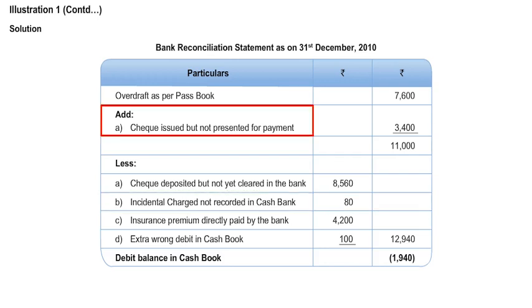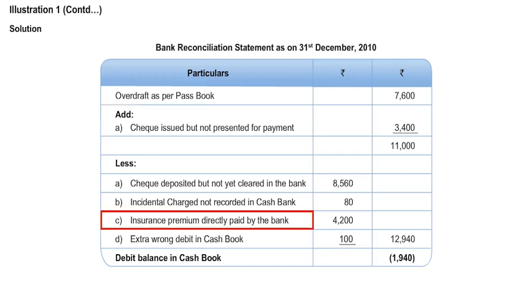Next, checks issued but not presented for payment, 3,400. Now when the checks are issued, again the entry will appear in your cash book. Since we are making a payment, our overdraft balance in the cash book will increase. In your reconciliation, this entry is not appearing in the passbook yet. So your cash book overdraft balance will be higher as compared to the passbook overdraft balance. So 3,400 we will add. So add checks issued but not yet presented for payment.